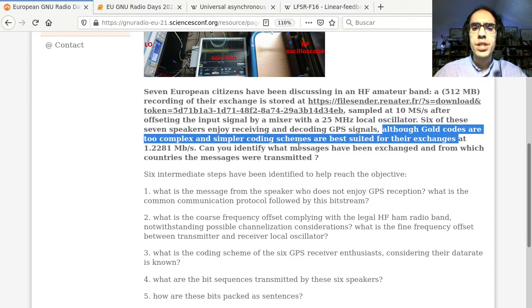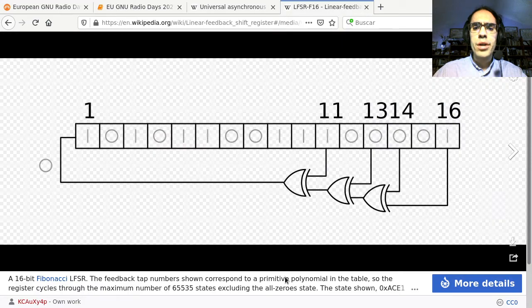By simpler coding schemes, it might refer to a linear feedback shift register, which is actually the building block for gold codes, and it's the easiest way to build a deterministic PRN. An LFSR looks like this. It's a shift register with some XOR taps, and to generate a 1023 chip sequence, we actually need only 10 cells in the shift register, and then we need to choose the positions where to place these XOR gates or taps.